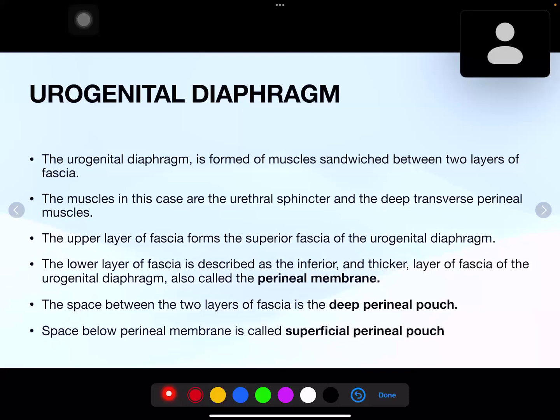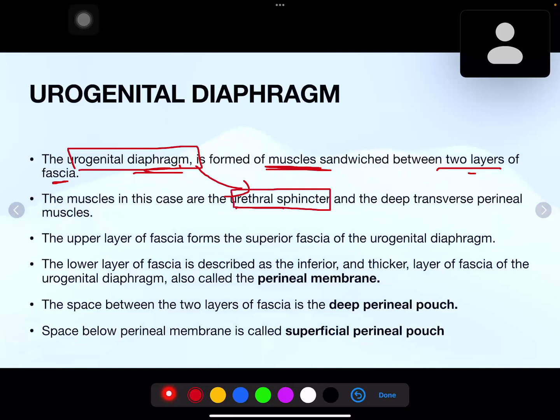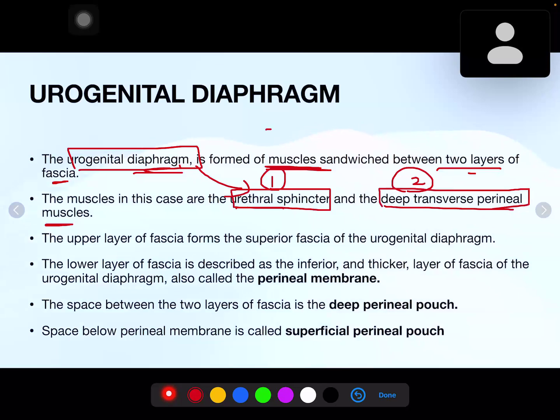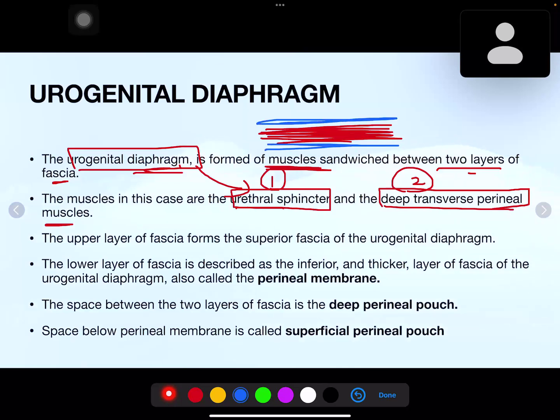So I was telling you about the urogenital diaphragm. It is actually a muscular layer which is sandwiched between two layers of fascia. What are the two muscles in the urogenital diaphragm? The first is the urethral sphincter, and the second is the deep transverse perineal muscles. So these are the two muscular layers present. You can say this is the muscle, upward is the superior fascia, and below is the inferior fascia.